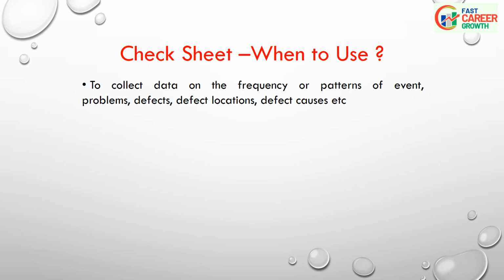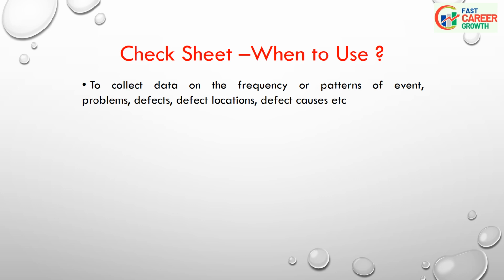For example, in a manufacturing environment, you might use a check sheet to document the number of defective products produced during a shift, the types of defects observed, or the times at which defects occur. This helps identify trends and patterns, facilitating targeted problem solving.